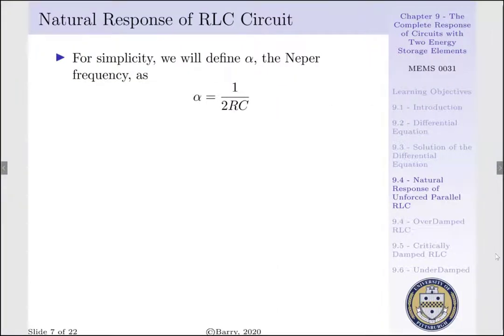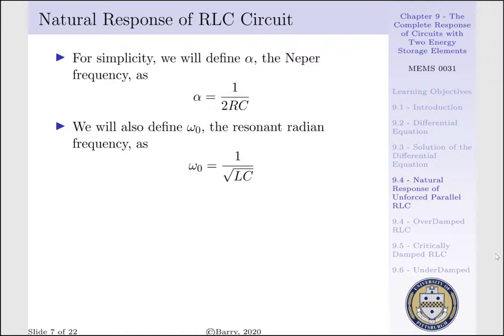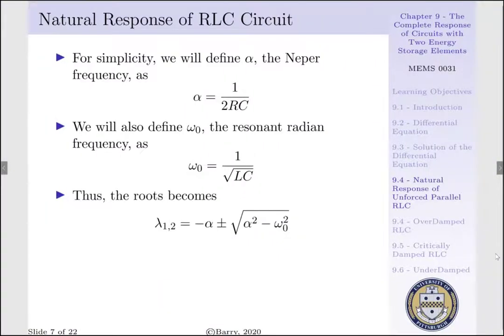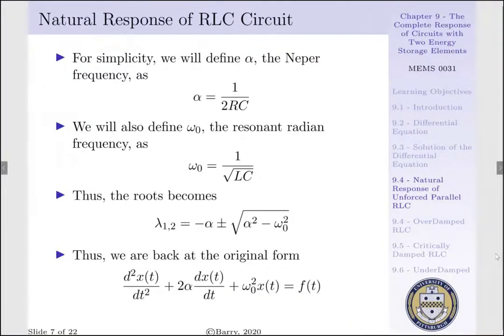For simplicity, we will define alpha as the Neper frequency. That is, alpha will be equal to 1 per 2RC. We will also define omega naught, the resonant radian frequency, as 1 per the square root of LC. Thus, our roots become lambda 1 and 2 are equal to minus alpha plus or minus the square root of alpha squared minus omega naught squared. Thus, we are back at our original form. The second derivative of x with respect to time plus 2 alpha times the time rate of change of x plus omega naught squared x will be equal to f of t.